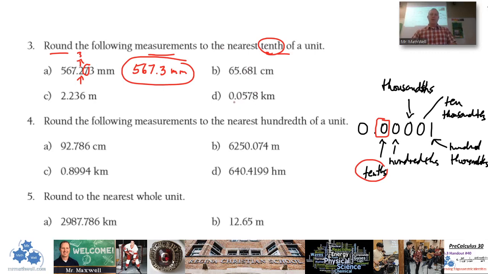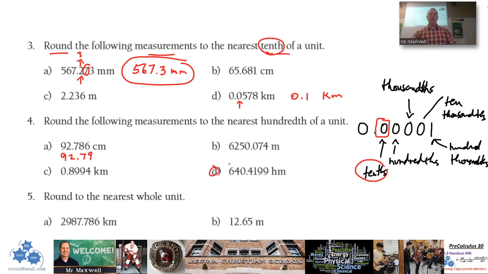All right, over here, the nearest tenth, well, this 0 right here is the tenth for D, and so I look to the number to the right of it. It's a 5, so this would go up. So if I were to round that, it would be 0.1 kilometers. Hundredth is the second decimal place. This one would be 92.79 because there's a 6 to the right of it.